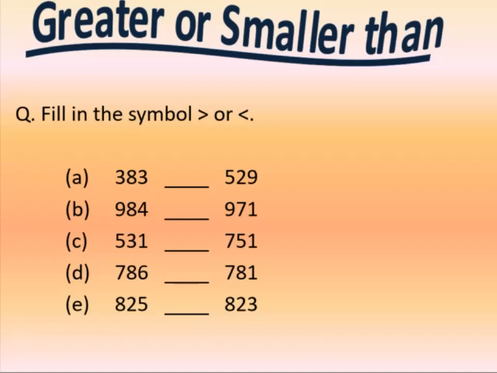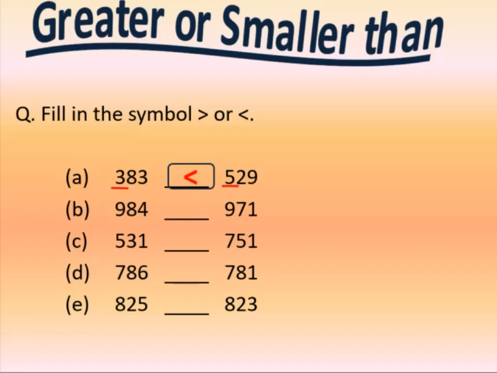So in the first number, 3 is on the 100th place. And in the second number, we have 5. So which number is bigger? Yes, 5 is bigger than 3. So we will write this sign. It means the alligator opens its mouth towards the bigger number.